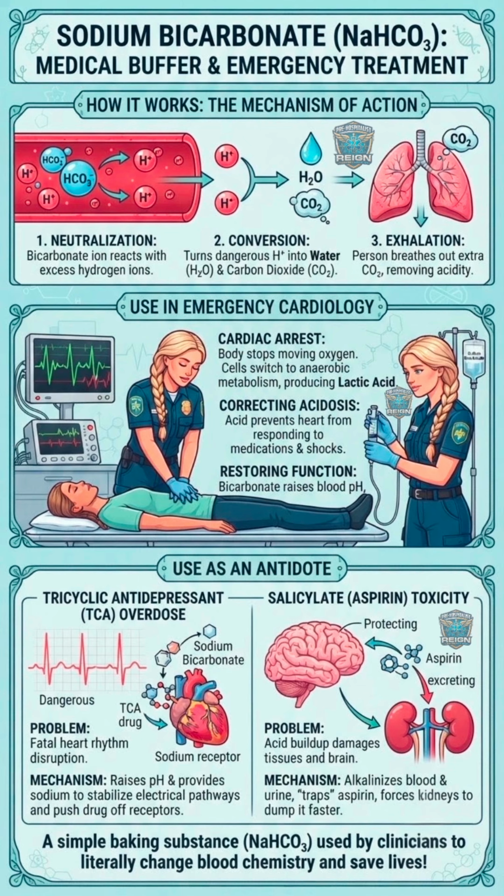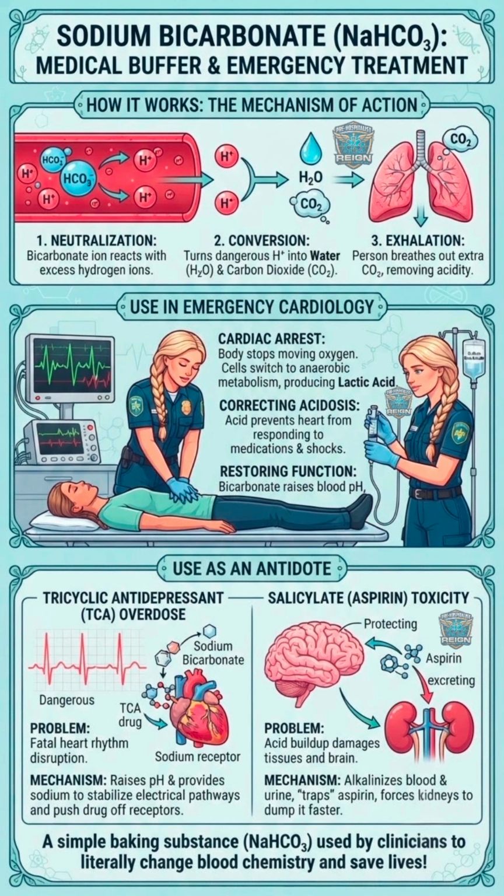Let's break it down. The situation: cardiac arrest. The problem: severe metabolic acidosis. The goal: improve heart response to drugs and/or shocks. The situation: TCA overdose. The problem: heart electrical instability. The goal: stabilize heart rhythm. The situation: aspirin poisoning. The problem: acid buildup in tissues in the brain. The goal: excrete the toxin through kidneys.